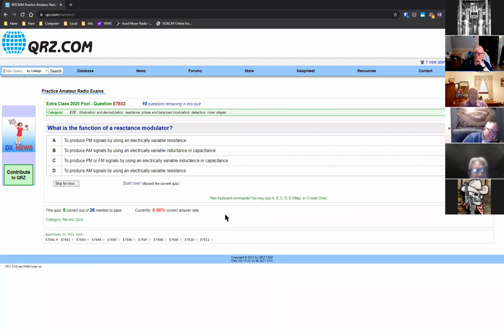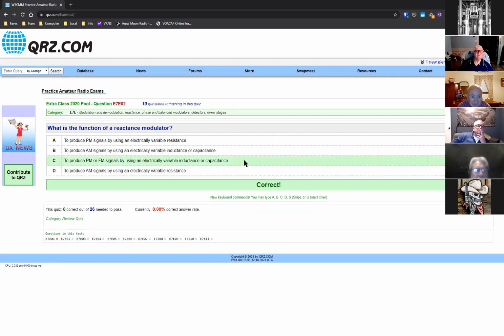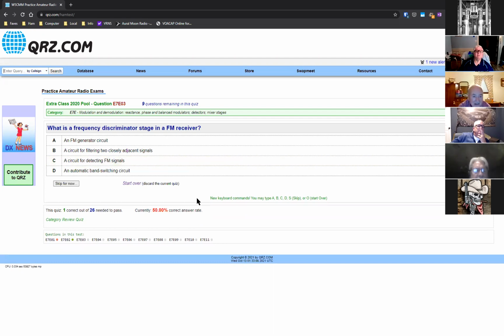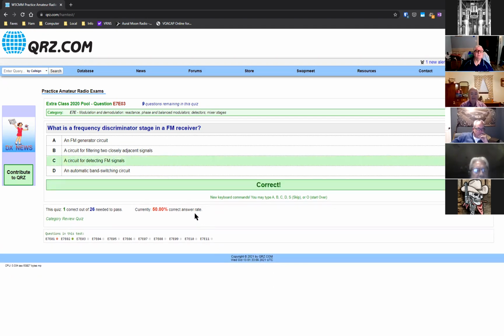Last one left. What is the function of a reactance modulator? C. Yeah, I'll go with C. What is a frequency discriminator stage in an FM receiver? C. Yeah, that's going to be used to detect the FM signals.